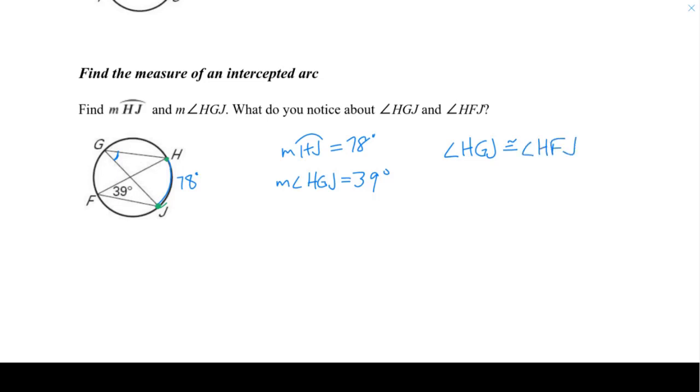So they have different vertexes. However, they do have the same endpoints. So the angles will end up being congruent.